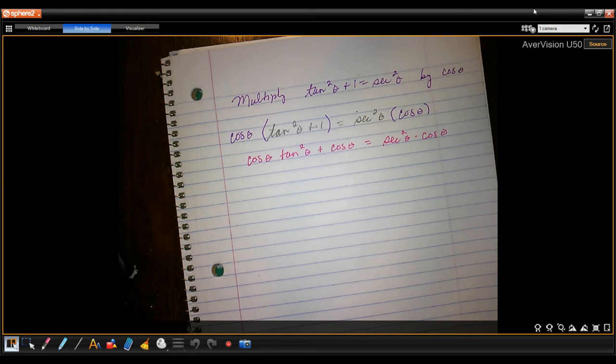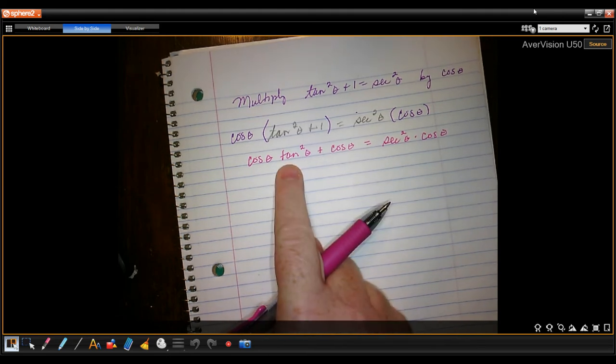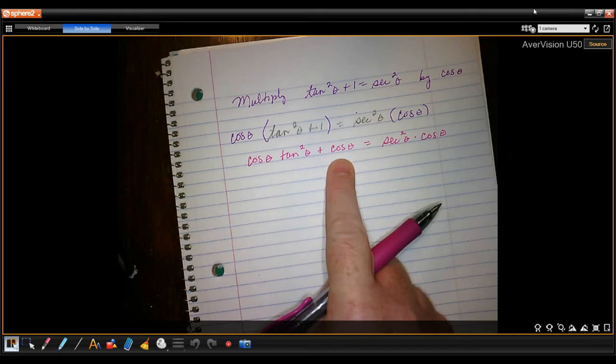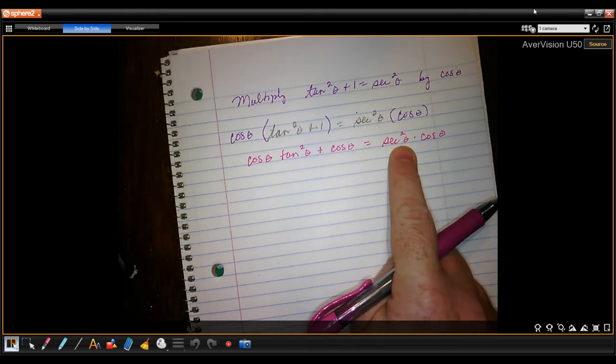Now you need to go to my previous page and look at all your trig identities. Well, tangent squared is the same thing as what? Sine squared over cosine squared. So would that help you, or should you leave it alone? Let's keep going. Plus cosine theta. What about this? Secant squared.